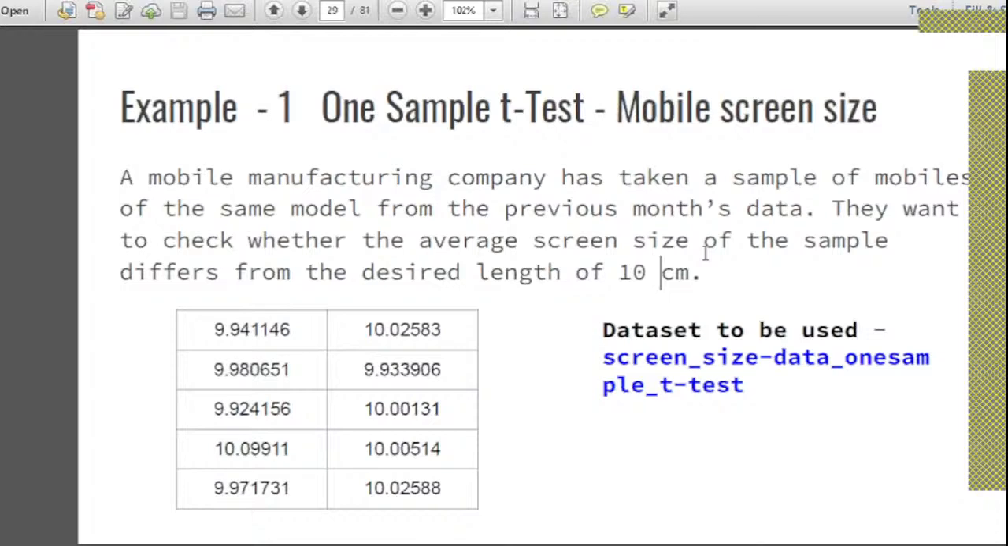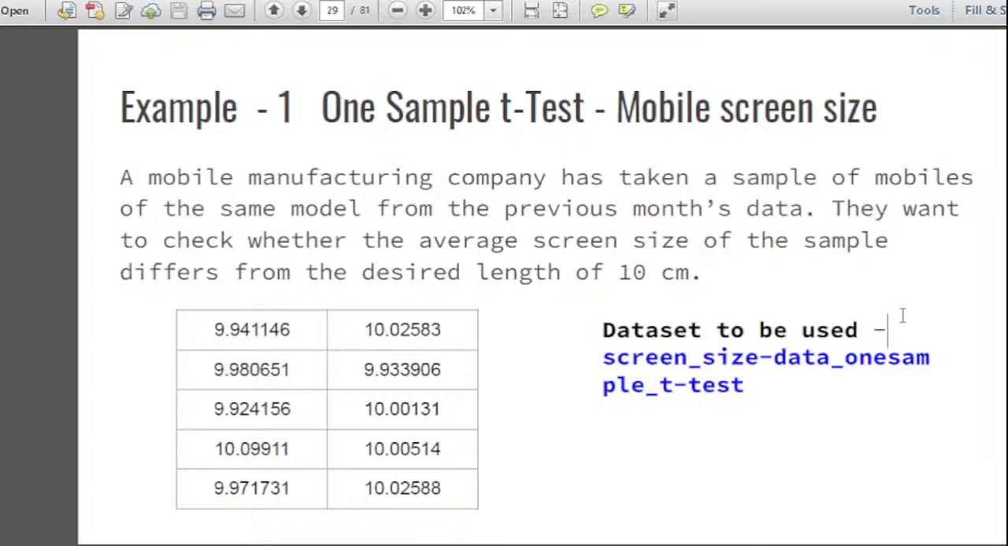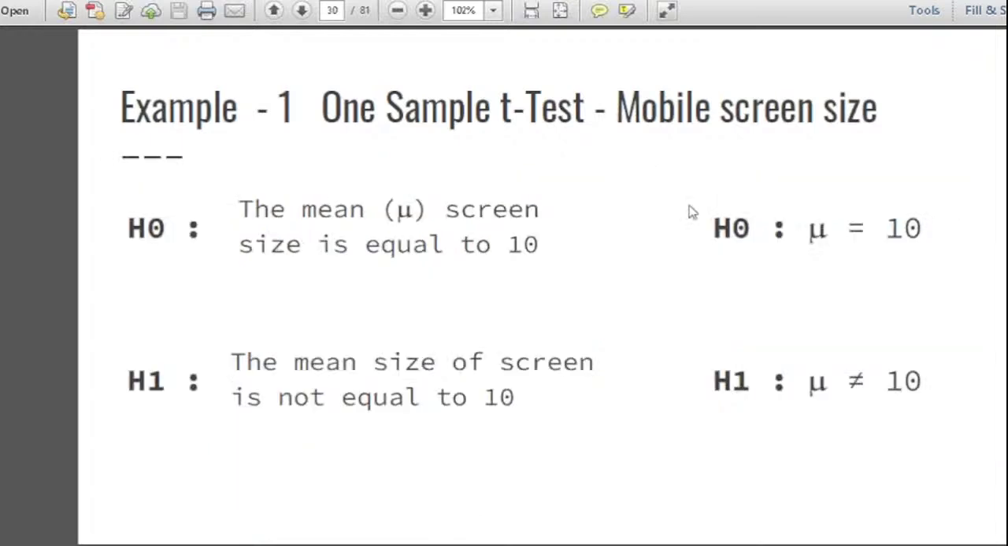H0 will be the mean screen size is equal to 10. Mu is equal to 10. Clear? And the mean screen size is not equal to 10 is my alternate. Clear? These two points are clear.